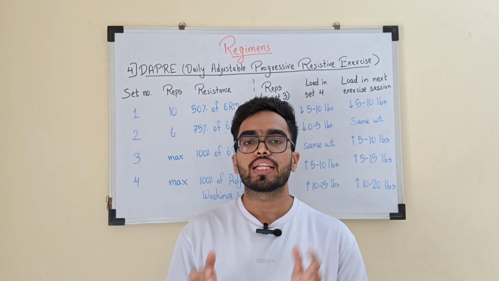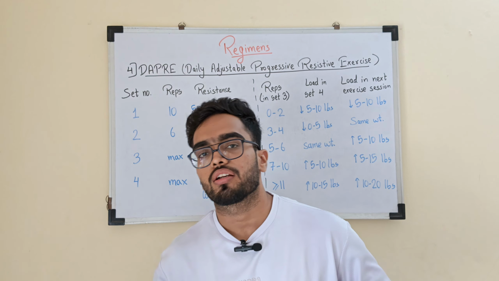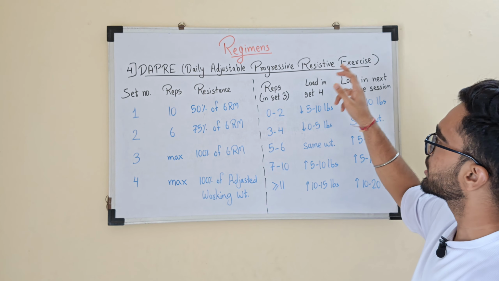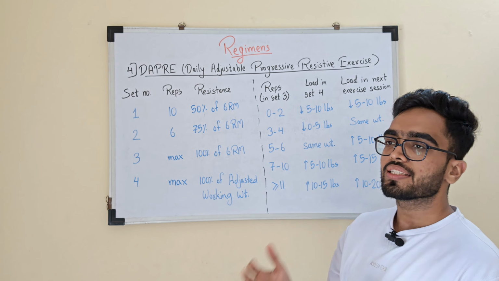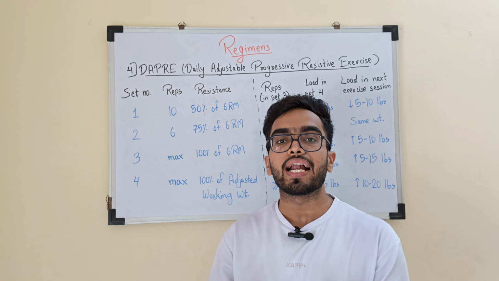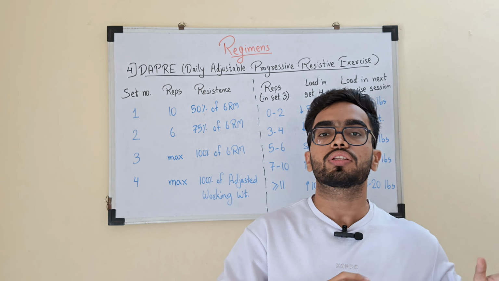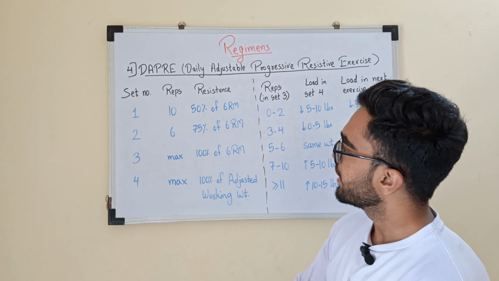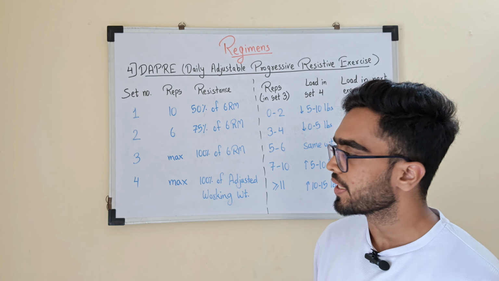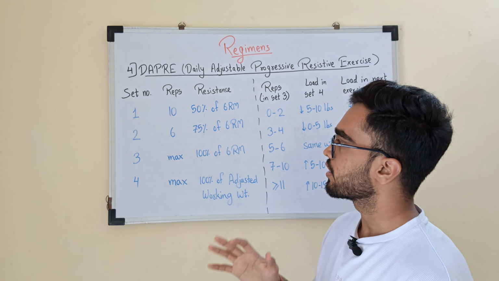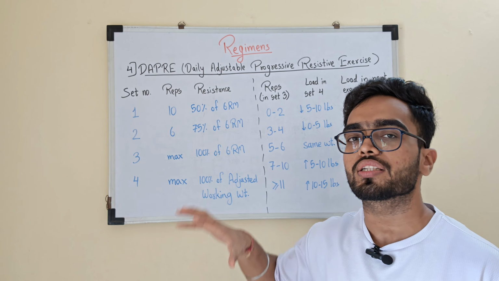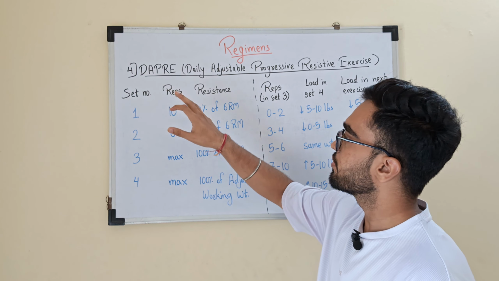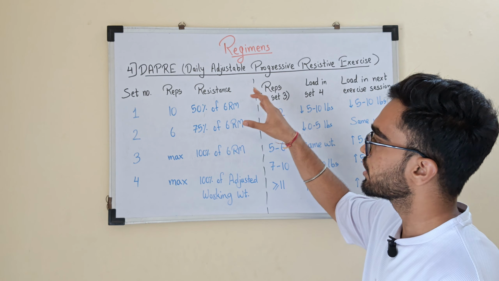Now the fourth regimen is the DAPER technique. So DAPER stands for daily adjustable progressive resistive exercise. So as the name suggests, we daily adjust the resistance given to the person according to the previous session. Okay, so let us read it out first and then I will explain it to you. So in the first set, okay, here we take into consideration the 6 RM, not the 10 RM. Okay, in the first set we do 10 reps of 50% of 6 RM.